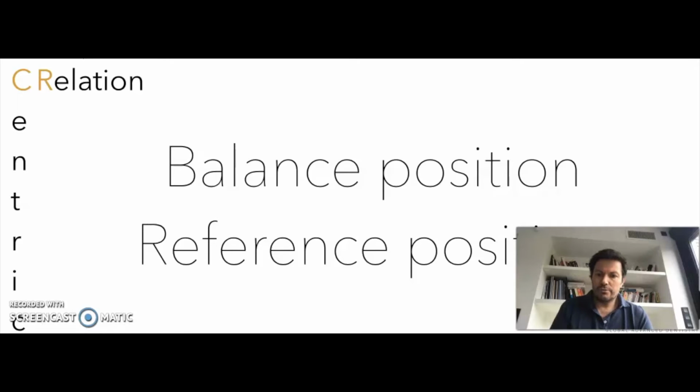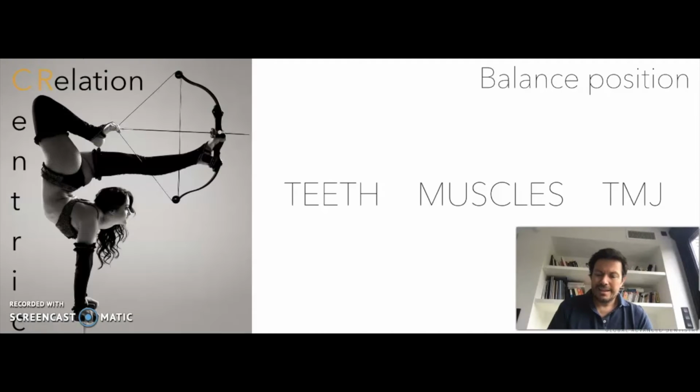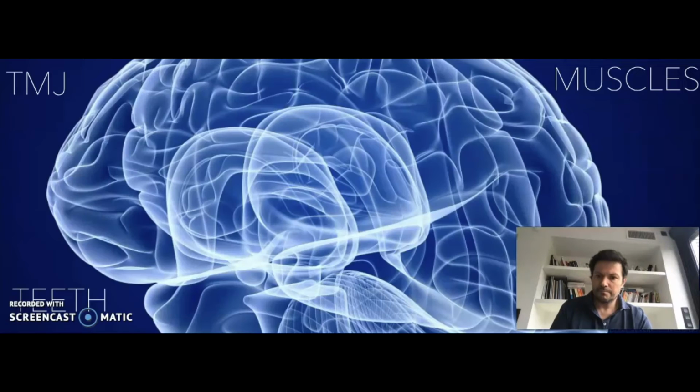Regardless of the school of occlusion, we all look for a balanced position and a reference position. The balanced position is a harmony between the teeth, the muscles, and the TMJ. And this harmony is controlled by the brain, and most exactly the brain controls the muscles, and the muscles place the jaw in space.